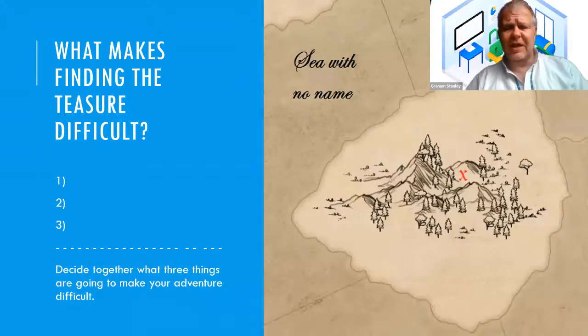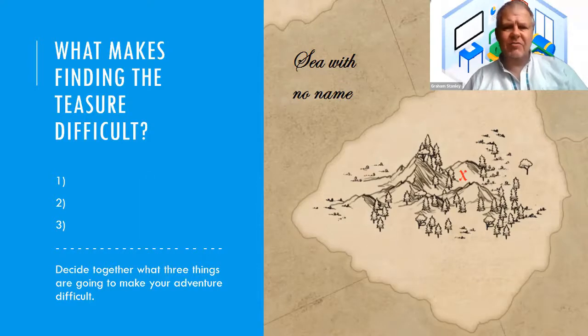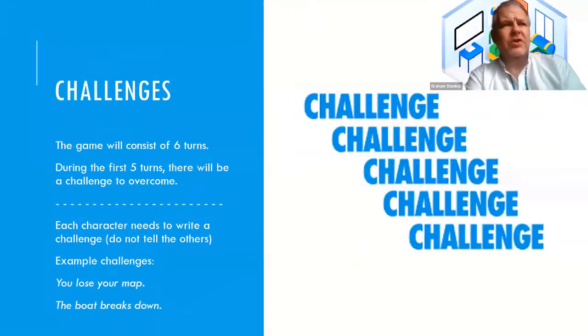a number of other challenges, and these again are decided by the students. So the students actually decide together what 3 things are going to make the adventure difficult. And it could be, well, it's been raining, so the ground is very difficult to walk over. It could be that there are mountains to climb up. It could be that the boat runs out of fuel as soon as you arrive, or you have no water, there's no fresh water.